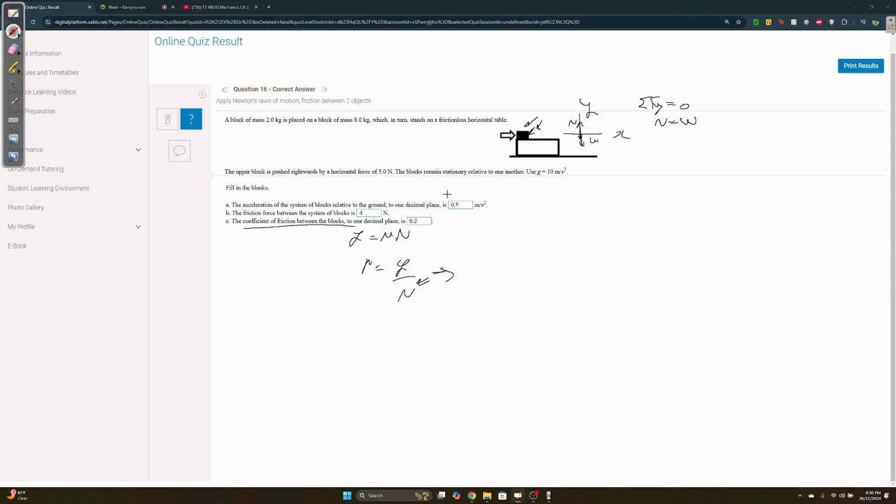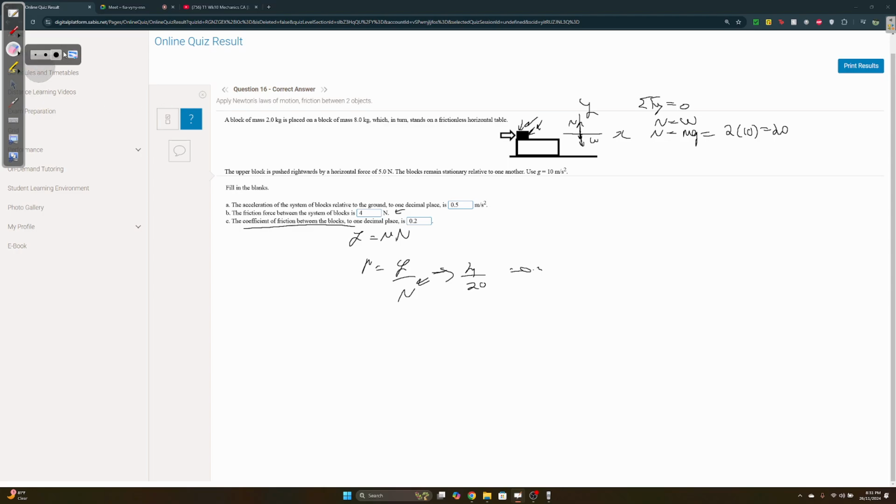The coefficient of friction between the blocks: you got the friction is 4 newtons. For the top object, sigma Fy equals 0, so that means n is equal to W. So n is equal to mg, which is equal to the mass of it, 2 times 10, which is 20. So you're going to get the friction force 4 divided by 20 is equal to 0.2.